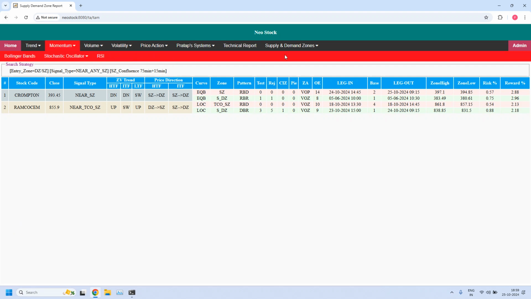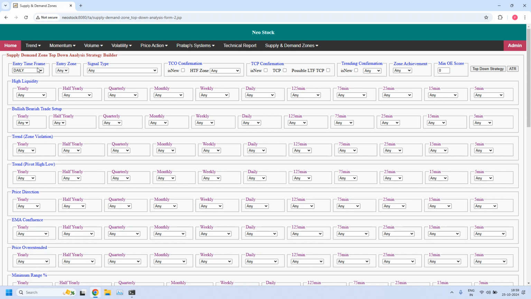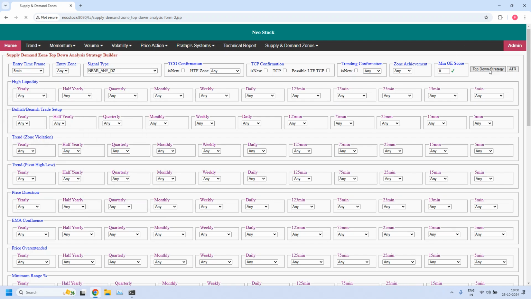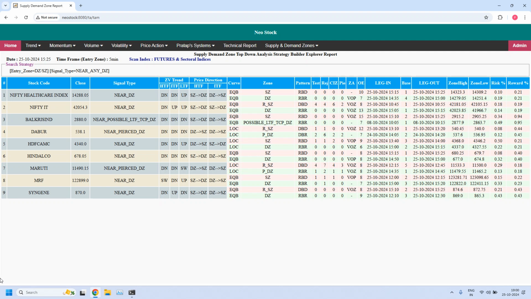Next time frame is 5 minutes. Let us find the stocks near 5 minutes demand zone. 9 stocks are filtered. Let's verify any of these 5 minutes demand zones are having ITF confluence.